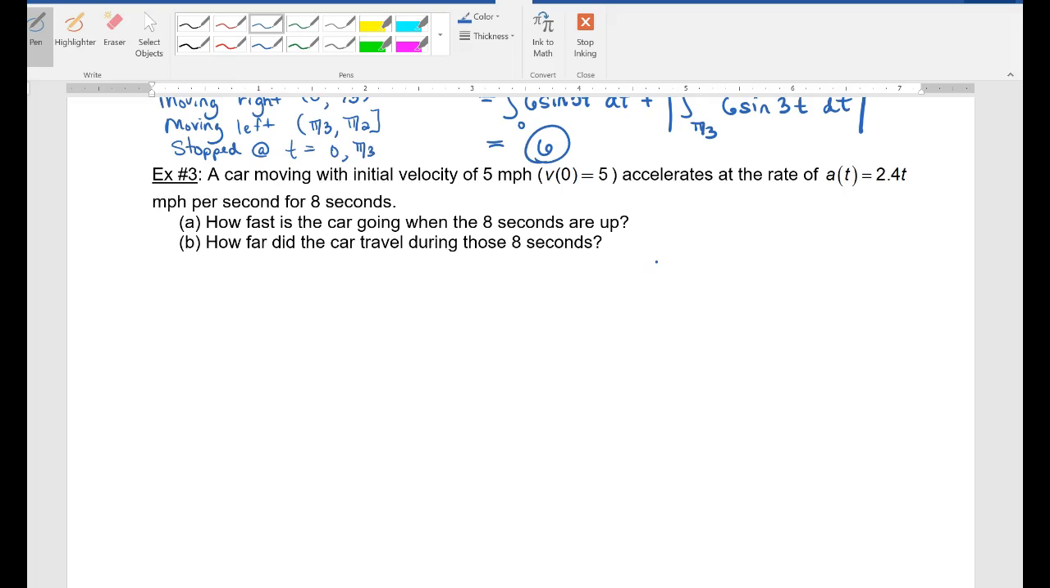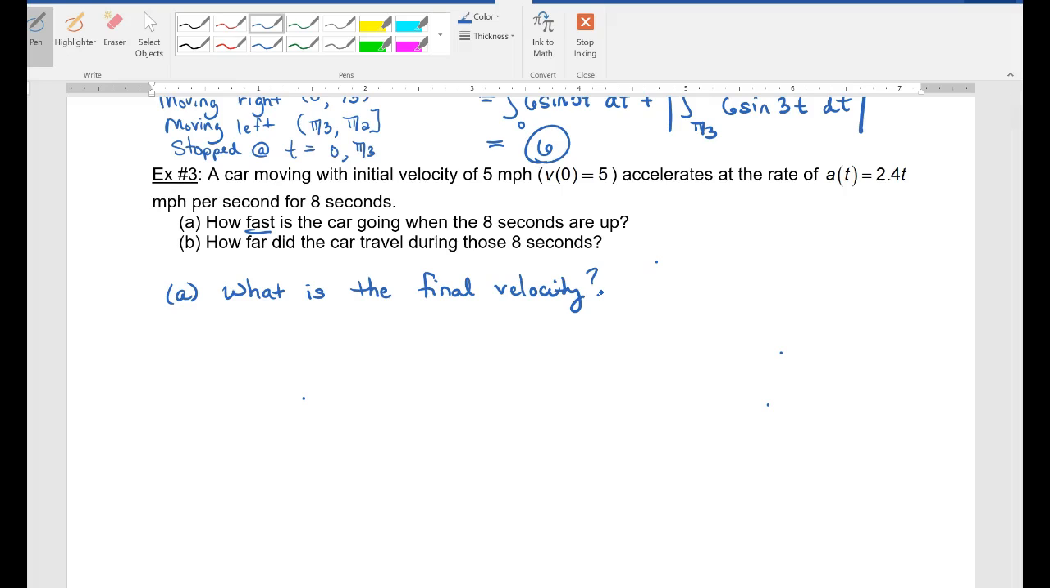You have to take the derivative. Well, hold on. How fast? What is this asking about? How fast? Okay, that's velocity, right? So you have to take the integral. We'll say the final velocity. Okay, what is the final velocity? That's really what we're asking. After the 8 seconds are up, right?